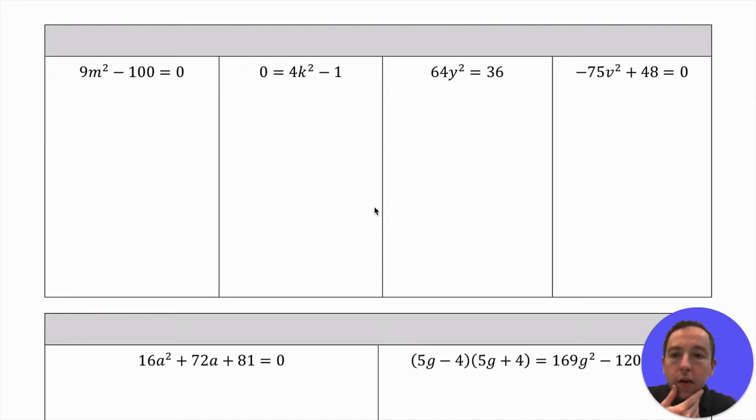So there are a number of examples of equations here that we're going to solve, and we'll run into a number of special case scenarios. Starting with this very first one here, you can see that we've got 9m squared minus 100 equals 0.